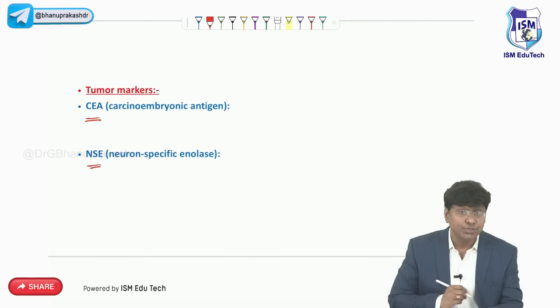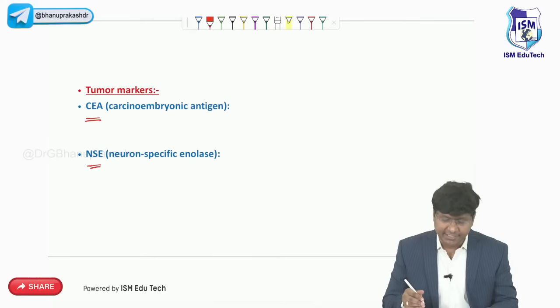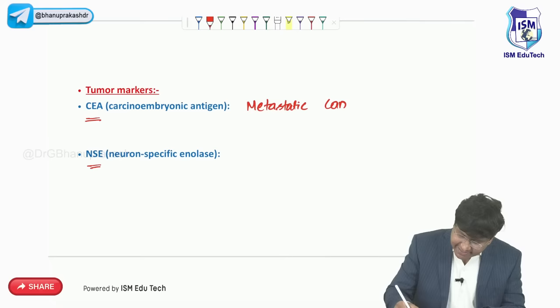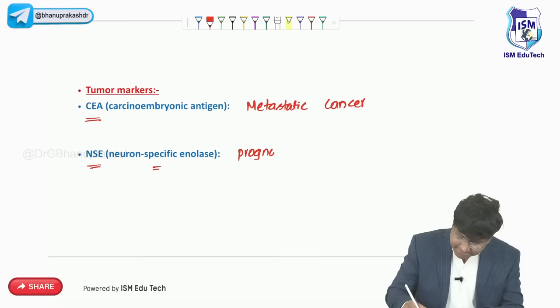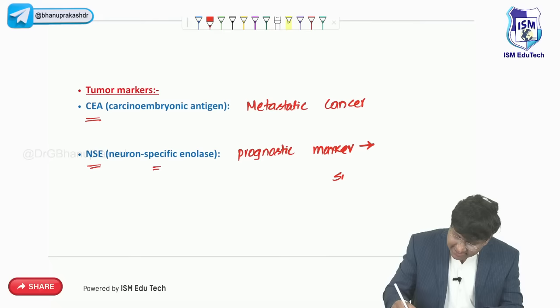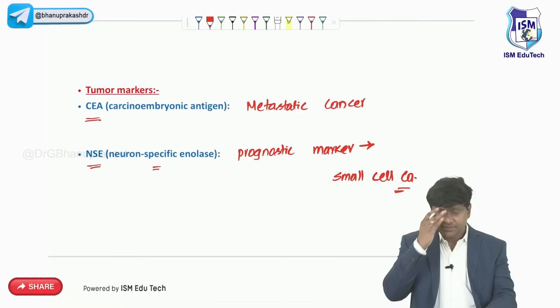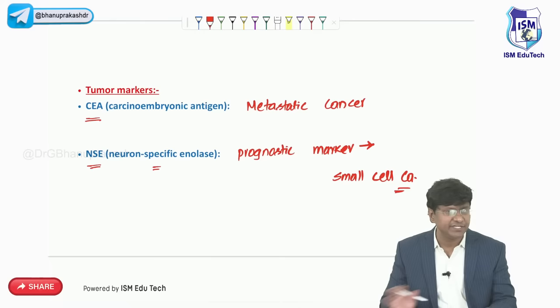So carcinoembryonic antigen, what is it? It tells you about the metastatic cancer. And what is this neuron-specific enolase? Neuron-specific enolase is a prognostic marker in case of small cell carcinoma. So that is about the tumor markers in case of bronchogenic carcinoma, and this finishes bronchogenic carcinoma.